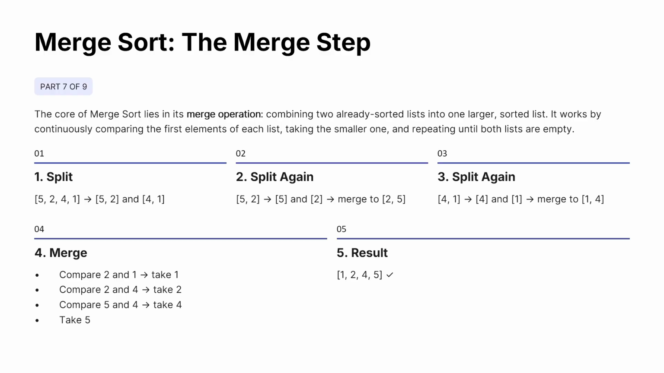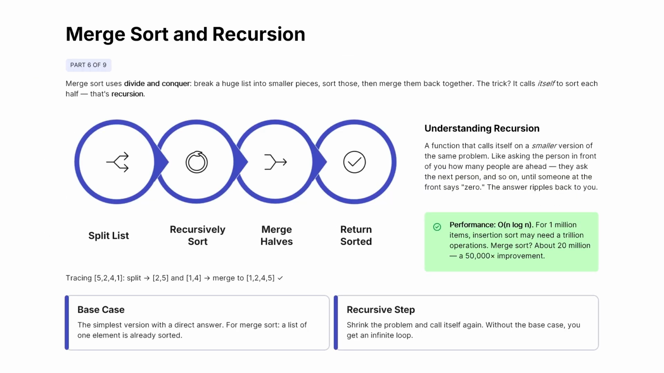Performance: O(n log n). For 1 million items, insertion sort could need 1 trillion operations in the worst case. Merge sort? About 20 million. That's a 50,000 times improvement. Merge sort uses a strategy called divide and conquer. The idea is elegant. Instead of struggling to sort a huge list, break it into smaller pieces, sort those, then put them back together. If the list has one element, return the list, it's already sorted, we're done.